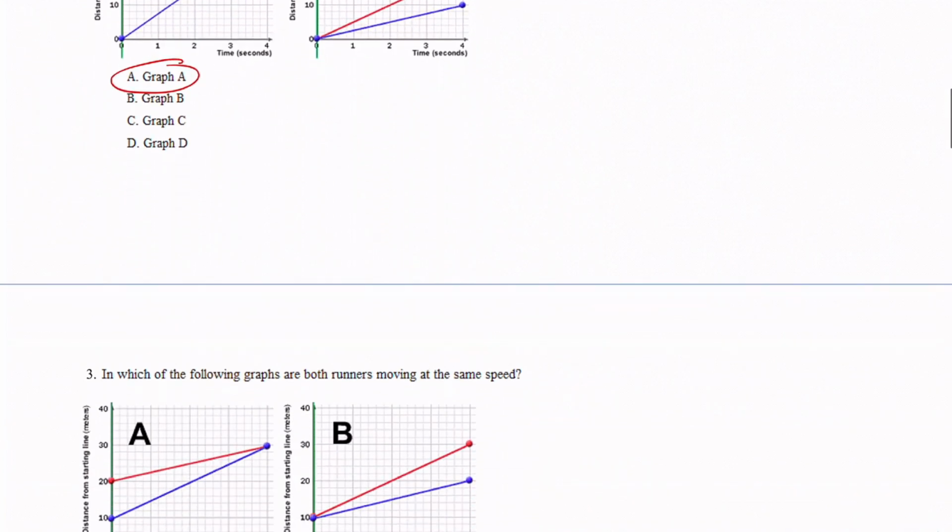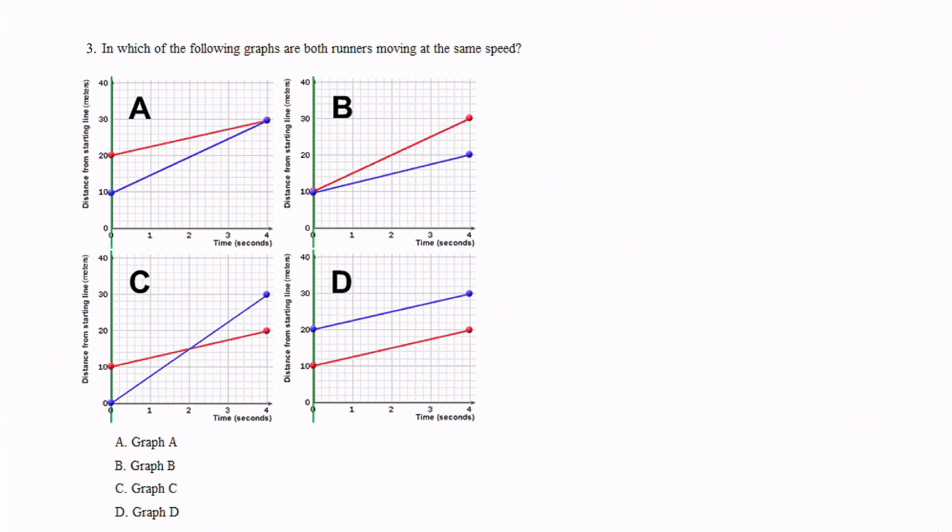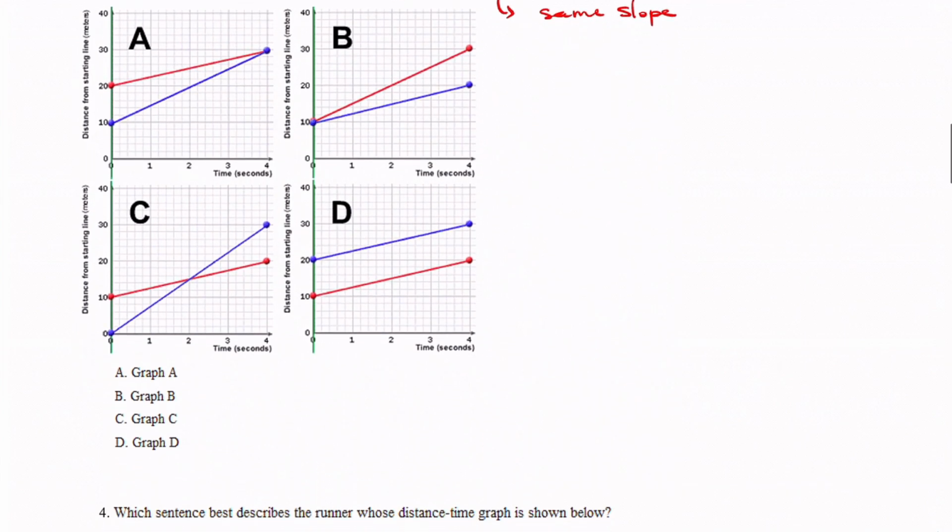Moving to number 3 here now. This one says, in which of the following graphs are both runners moving at the same speed? So remember, we said that the slope represented our speed. So if they have the same speed, that means that they have the same slope. So I just have to look at all of these and find the one that has the exact same slope. So clearly this one right here, they both have the exact same slope. These lines are parallel. So our answer to this one, we can circle graph D.